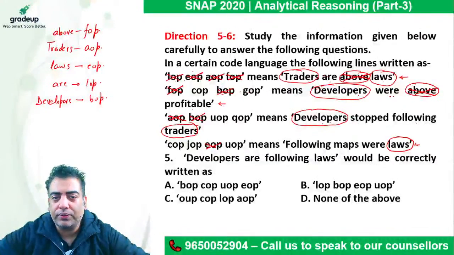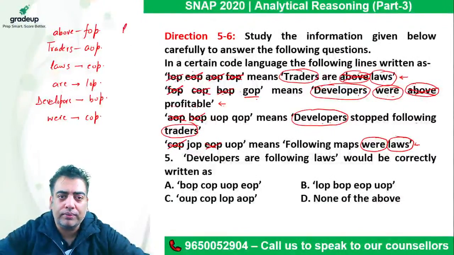Now we are left with were and profitable. Out of these two, were is common with the last statement. Out of COP, GOP, COP is the one which is common here. So we can say the code for were comes out to be COP. And only profitable is left here, which means the code for profitable comes out to be GOP.